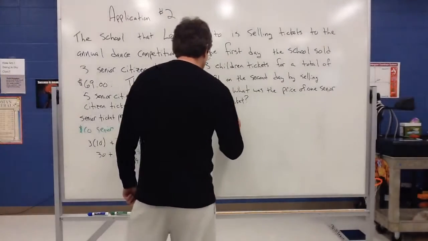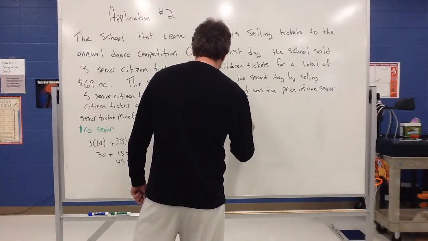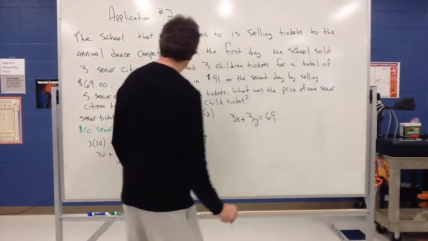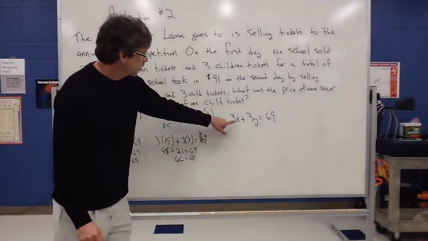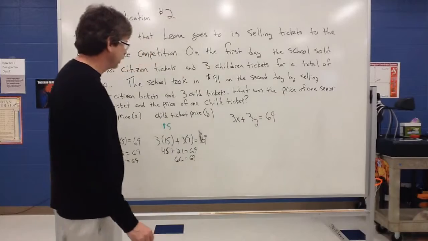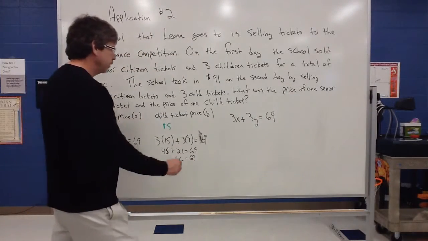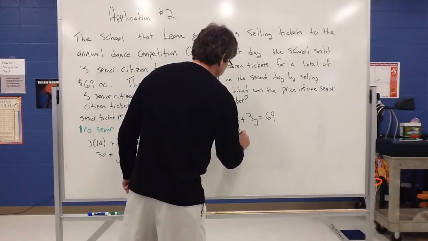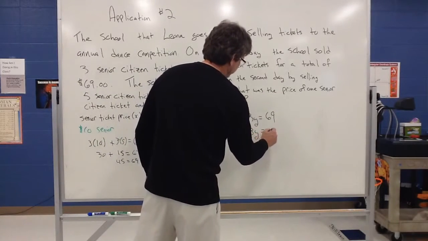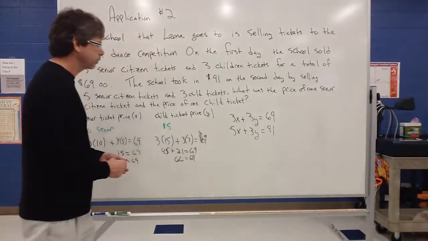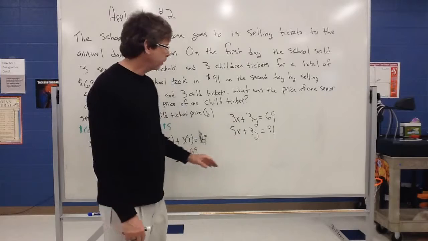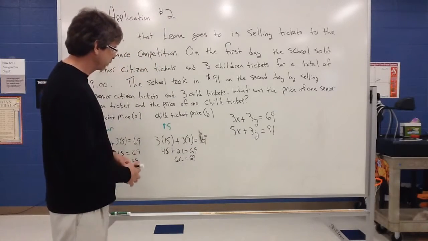So why don't I just write the equation? 3x plus 3y is equal to 69, where that's going to be 3 times the cost of the senior ticket plus 3 times the cost of the child ticket. It has to be 69. And on the second day, 5 seniors plus 3 children is going to have to equal $91. So these two equations would represent the information in the problem.